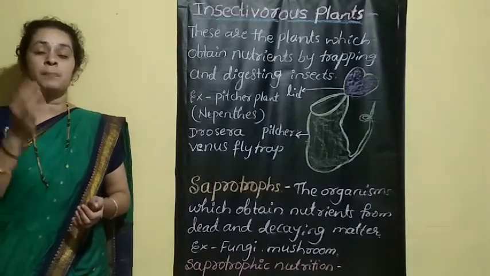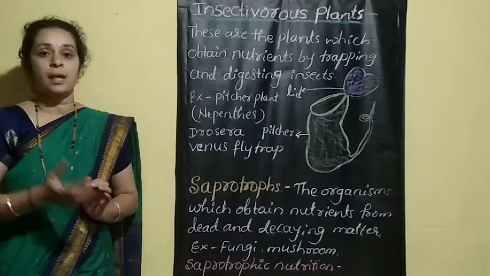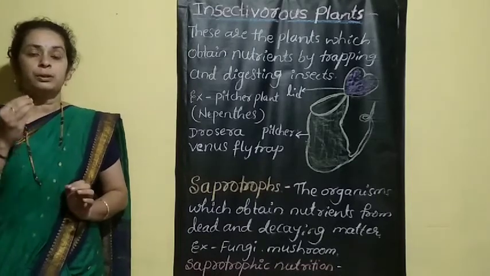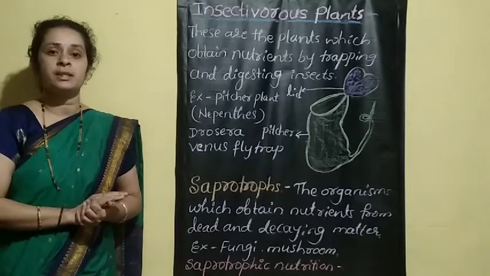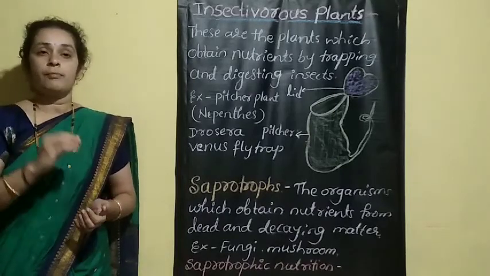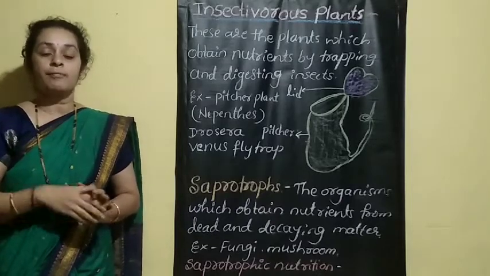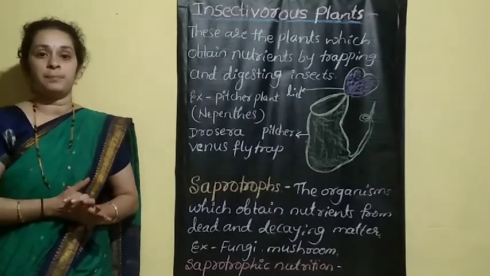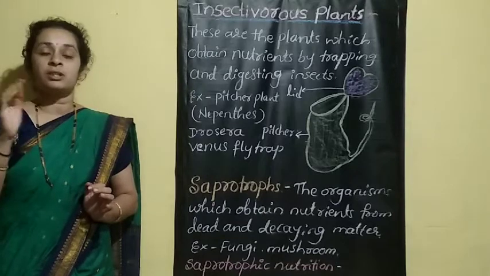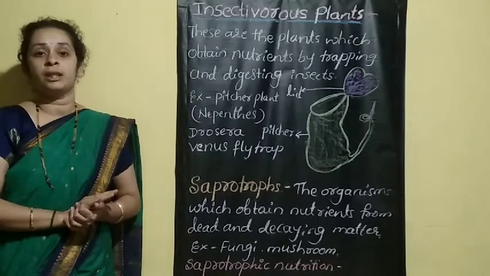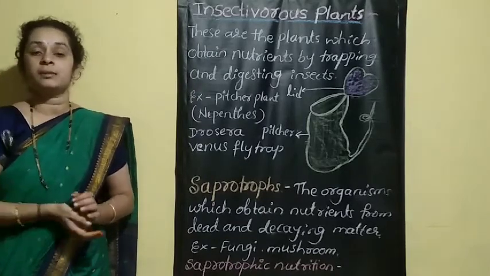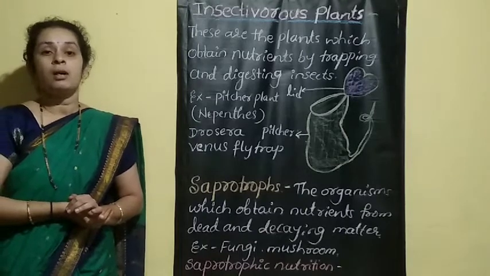I will give a simple example for these saprotrophs. Keep a small bread piece in a moist place for about 2 to 3 days. Afterwards, observe the bread piece. You will come across grey color patches on the bread piece. That is nothing but the development of fungus.